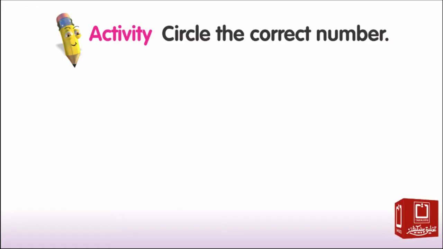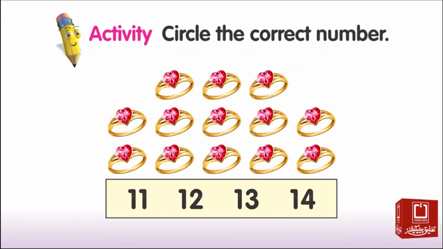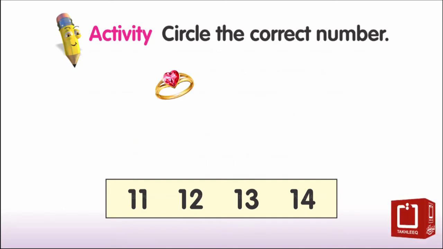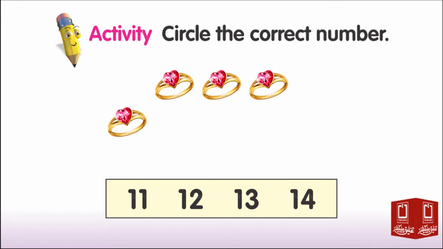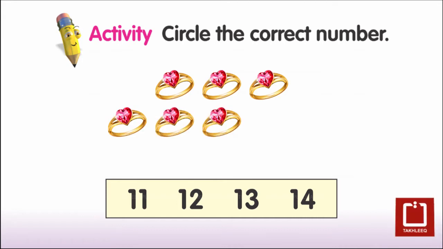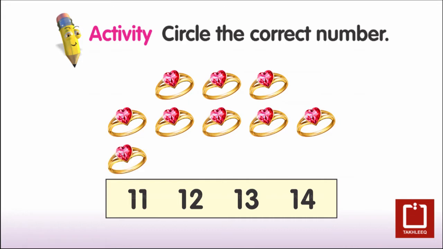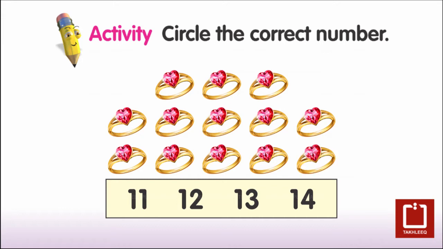Circle the correct number. Durust adad ke gird daira lagaiye. We count the given objects 1, 2, 3, 4, 5, 6, 7, 8, 9, 10, 11, 12 and 13. These are 13 objects. Now we find out 13 from the given numbers 11, 12, 13. Yes, this is 13. So we shall circle it.